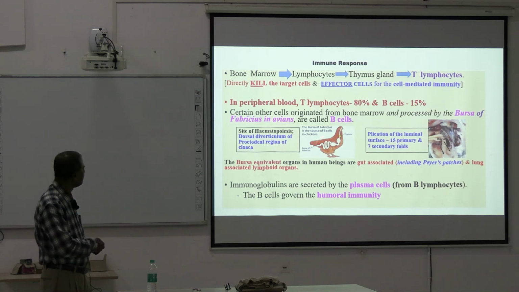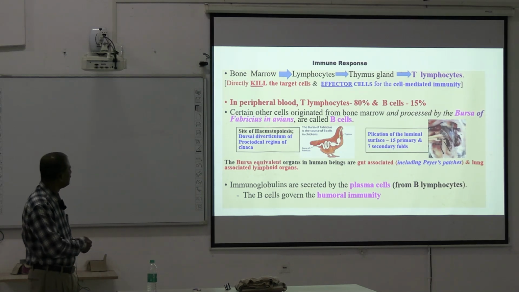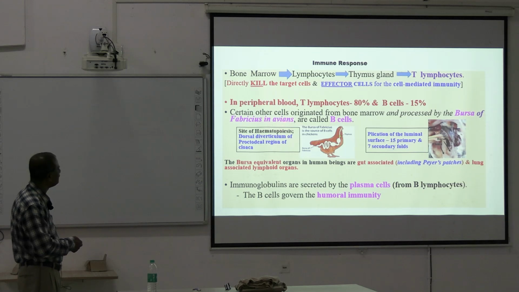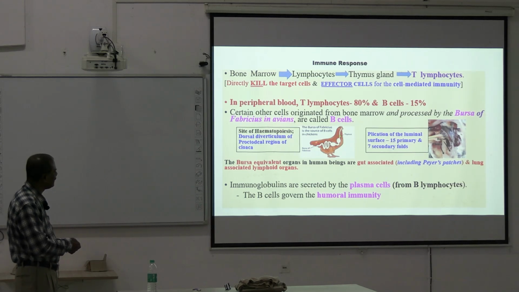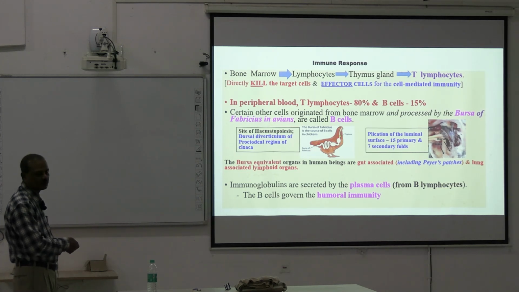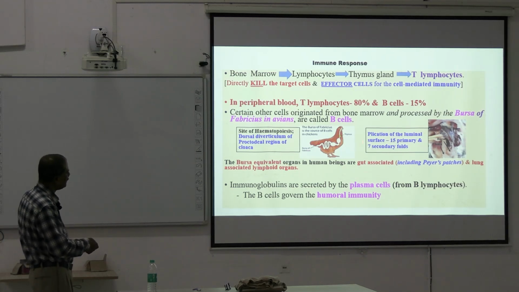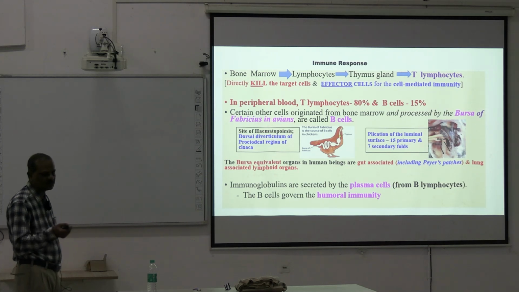So, these are basically present in the bursa of Fabricius. This B cell is coming from the bursa of Fabricius in avians. They have, in the proctodeal region, a dorsal lympho-reticulum. So, that is their site of hematopoiesis. Now, ours is in bone marrow; they also have bone marrow. So, these cells are processed there. There is a plication of luminal surfaces, just like our intestinal system also.